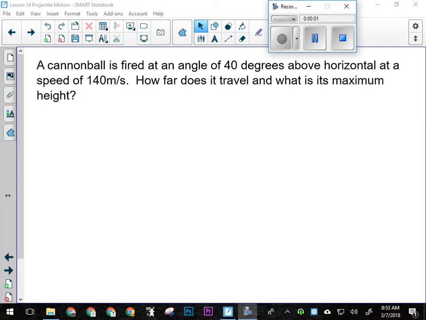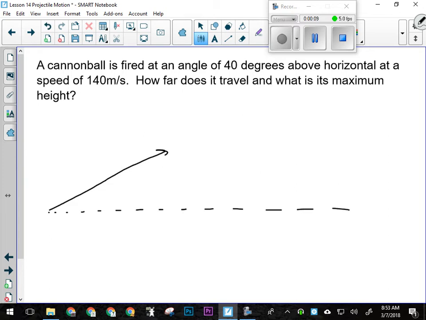So we've got this cannonball fired at an angle of 40 degrees above the horizontal. Okay, so it goes like this, and then we know that it's going to follow an arc that will allow it to encounter the ground over there. Okay, we're trying to find the horizontal distance that it travels. So you've got to write down all of the stuff we know, separate it into vertical and horizontal parts.